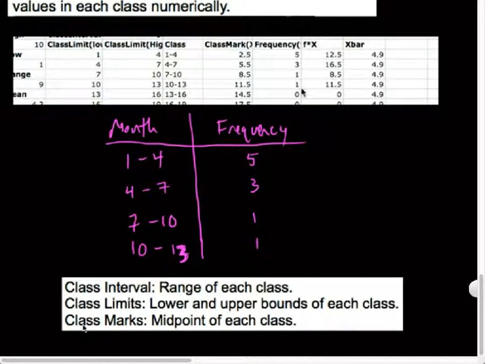And now the class mark. That's going to come into play a little bit later. But that is the midpoint of each class. So what's the average of 4 and 1? Well, 1 plus 4 is 5 divided by 2. The class mark is 2.5. And then the next class mark is 5.5. That's halfway between 4 and 7, 8.5, 11.5. So when I talk about class marks, that's the middle value for that class. That's not saying that any of the data points land on that value. It's just what the middle value is as far as the class goes.